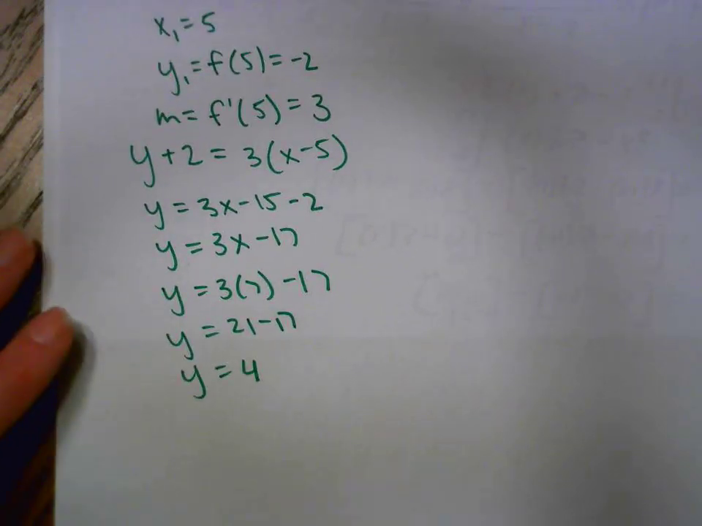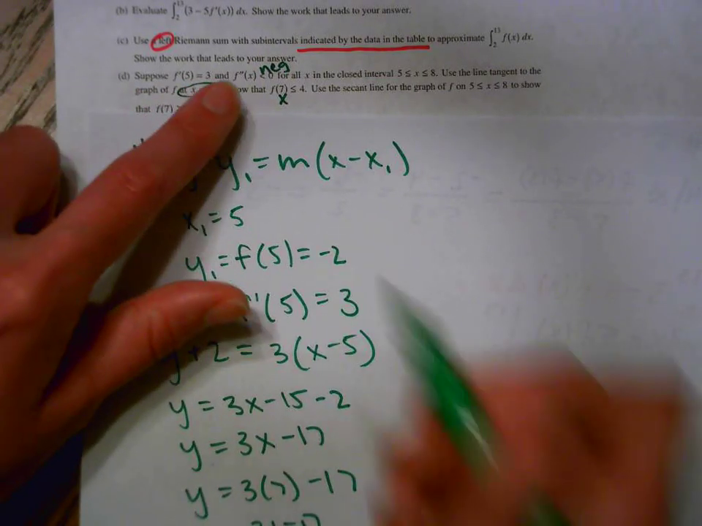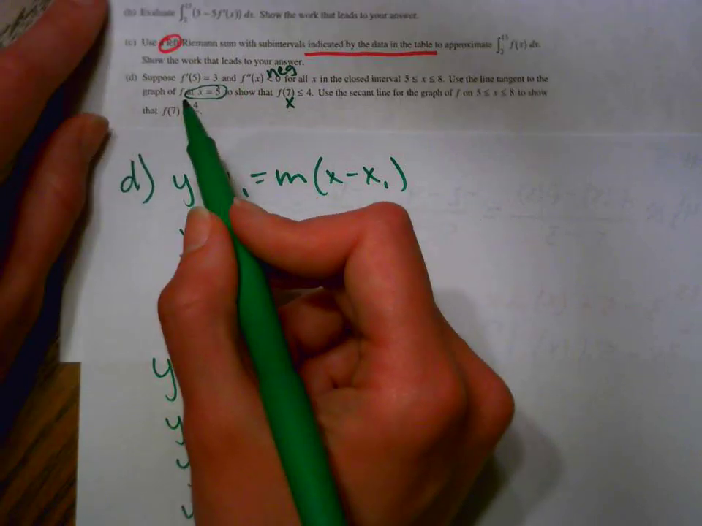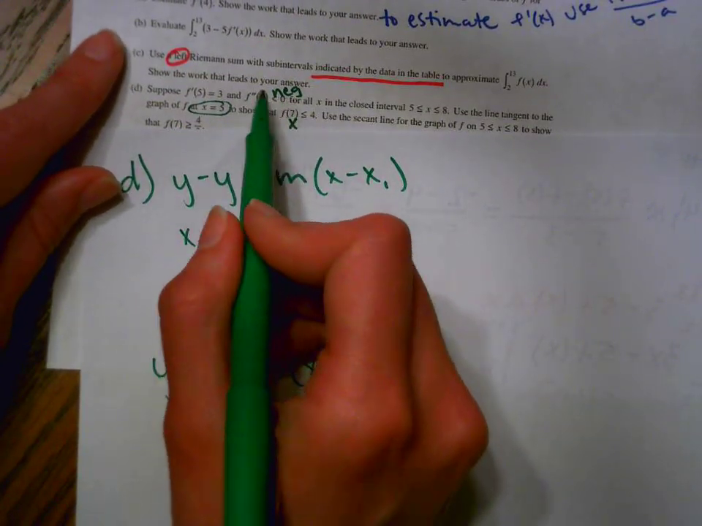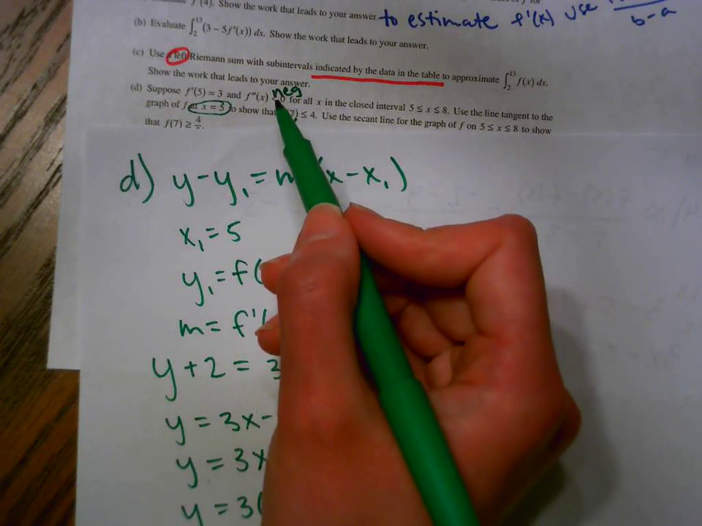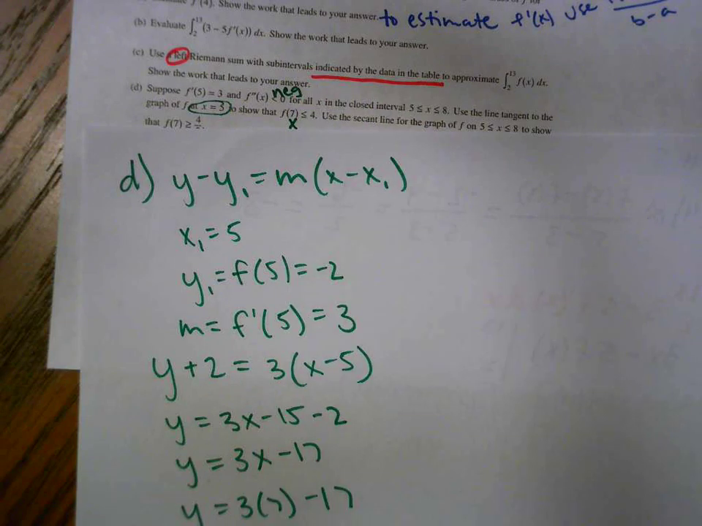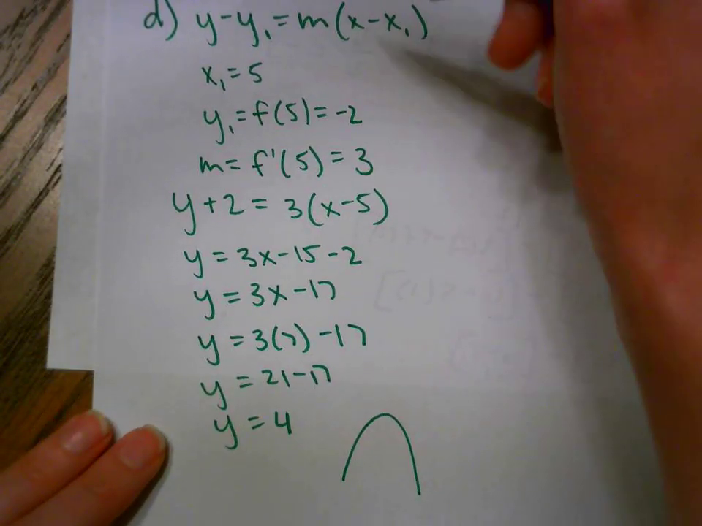So let me give you a picture for this to understand what we're doing here. So if we think about what they tell us about our function, we know that f prime of 5 is 3 and f double prime is negative. Why did they tell you that? What does that tell you about your graph? That it is concave down. So if you just think about a concave down graph, I'm not even going to try to make sure it's the right points.